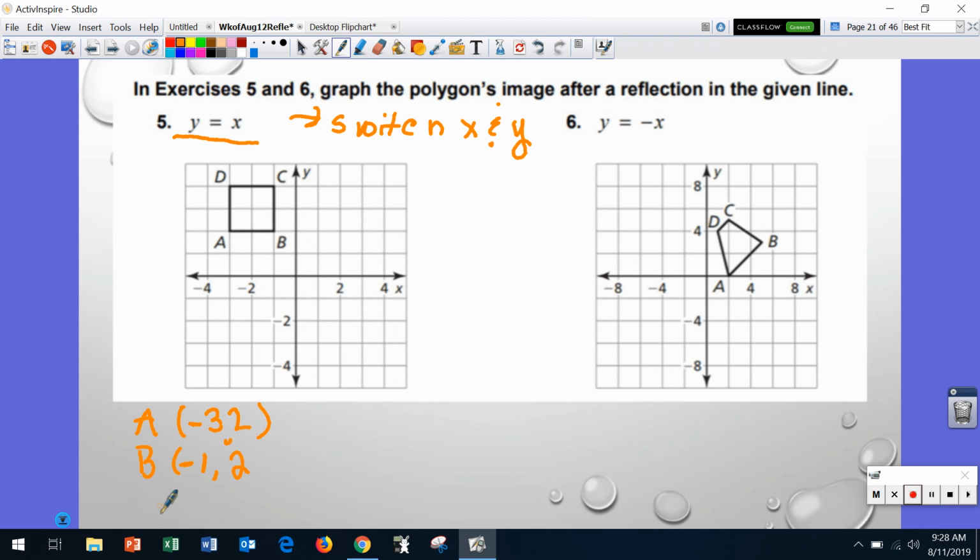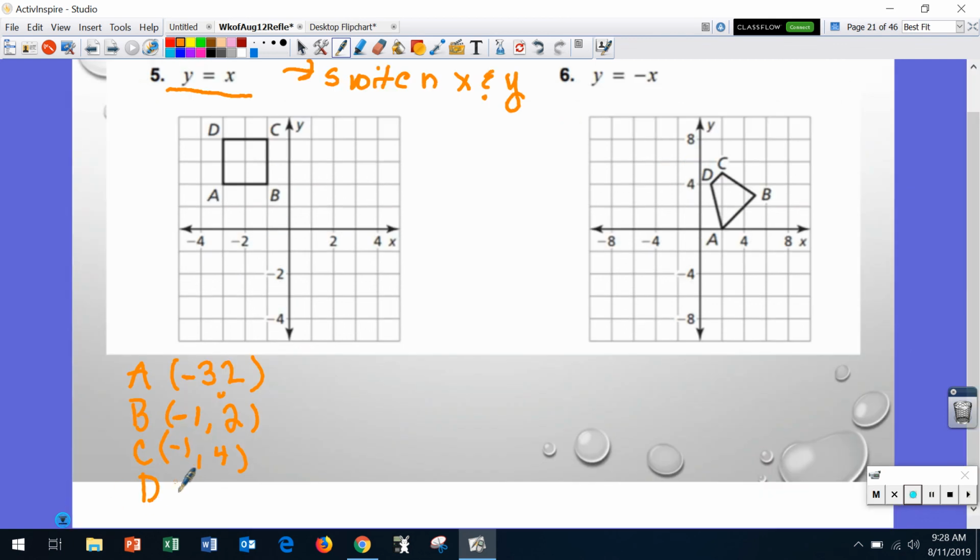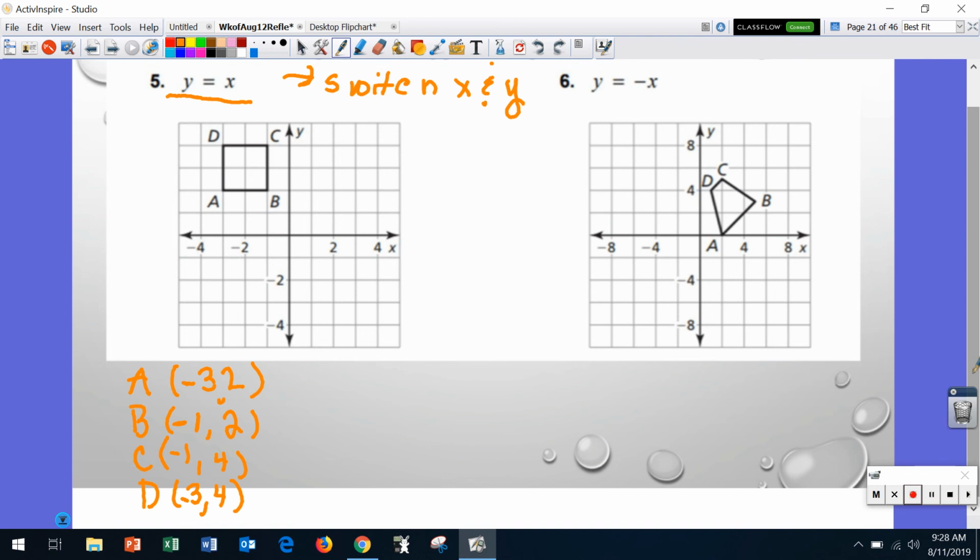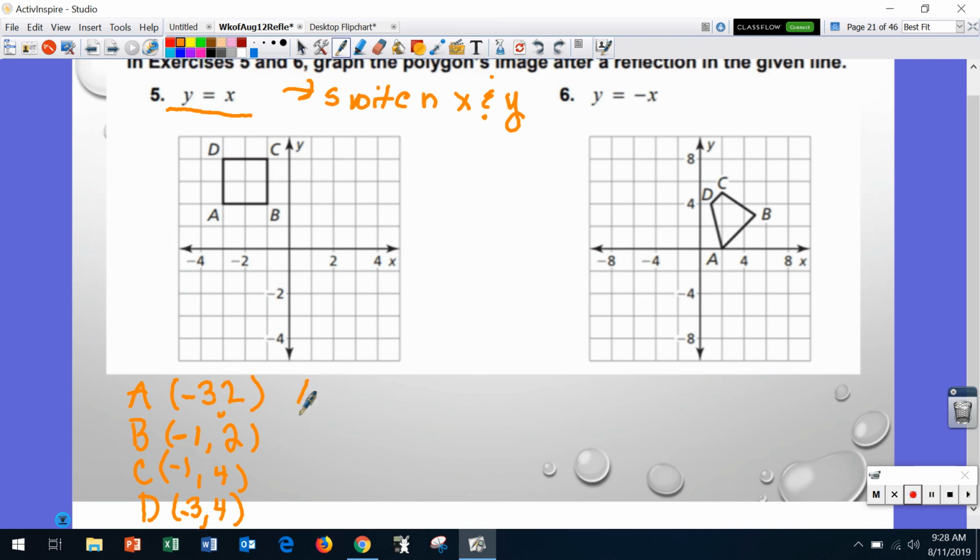Okay, fix that. C is actually -1 and 4. And D is -3 and 4. Alright, so all we have to do to get the primes is to switch the position of X and Y. So we get 2, -3.